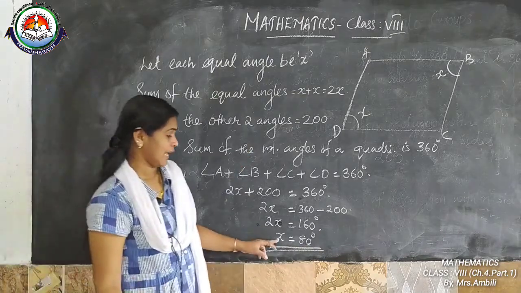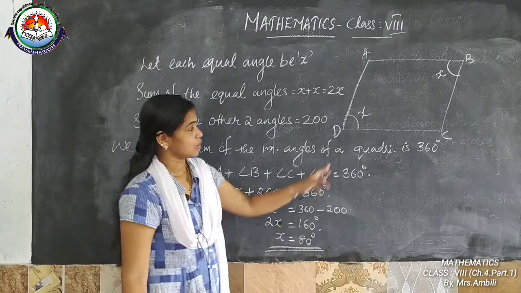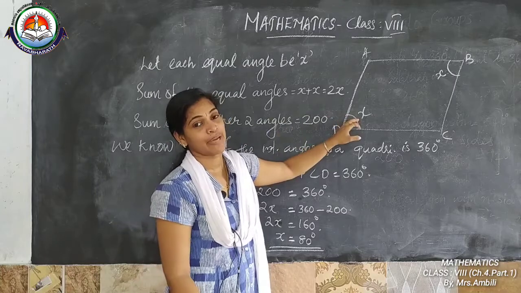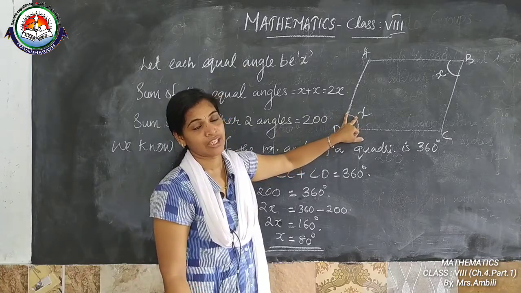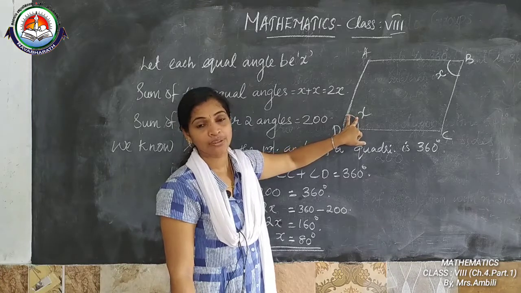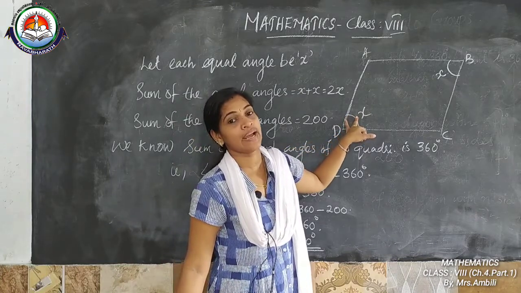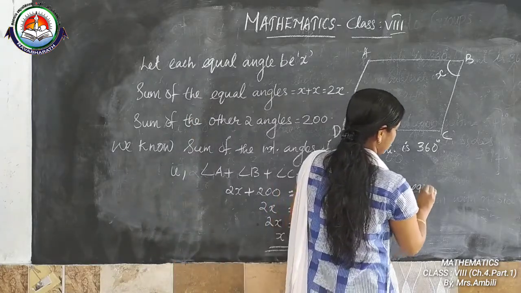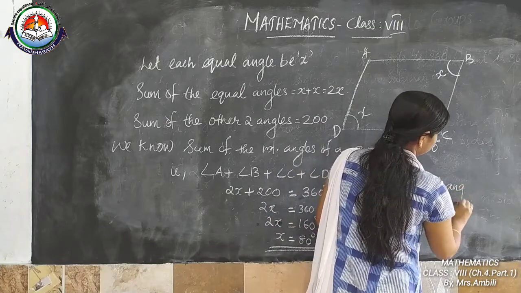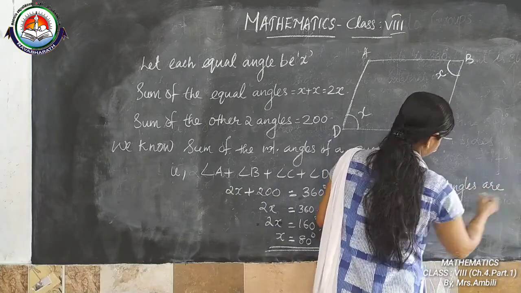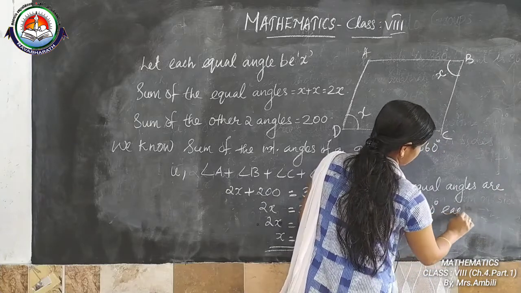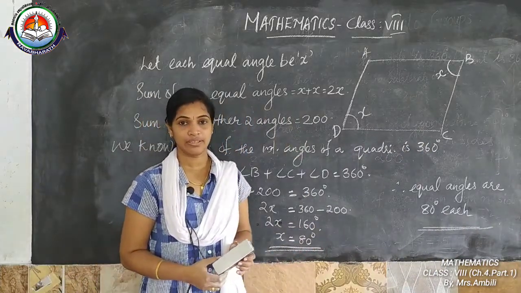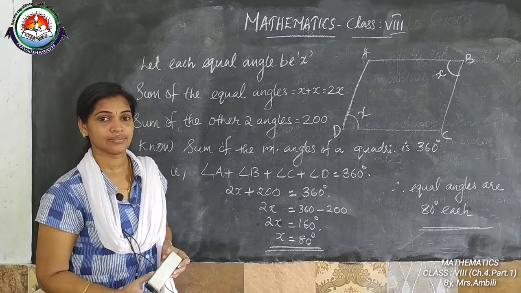So now what did we get? x equals 80 degrees. So this angle is 80 degrees. What is our question? We need to find the measure of the equal angles. So we conclude that the equal angles are 80 degrees each. Therefore, the equal angles are 80 degrees each. Clear? Okay.